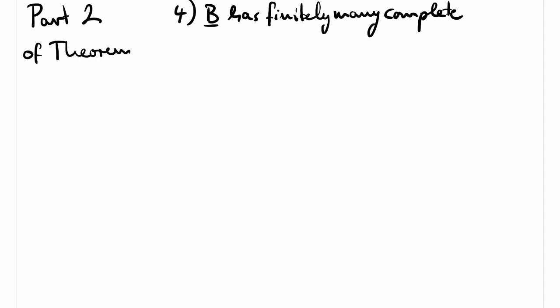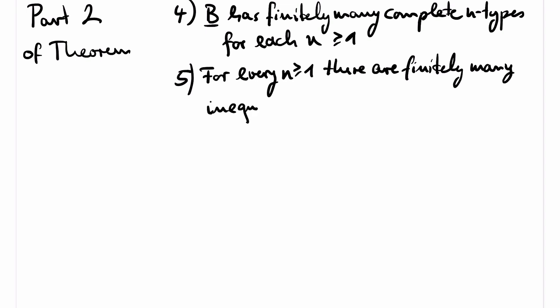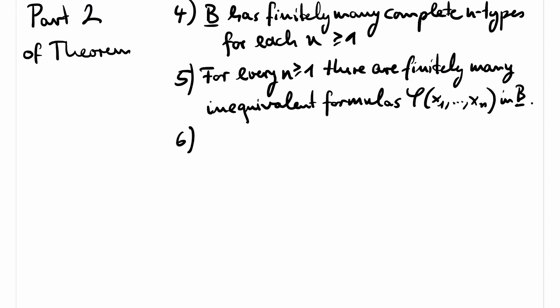We now state the second cluster of characterizations linking omega-categoricity with saturatedness. Characterization number 4 of omega-categoricity is one of the mentioned finiteness conditions. B is omega-categorical if and only if B has finitely many complete n-types for each n. It is also equivalent to the property 5 that there are finitely many inequivalent formulas with free variables x1 up to xn. Finally, omega-categoricity of B is also equivalent to the property that every model of the theory of B is omega-saturated.